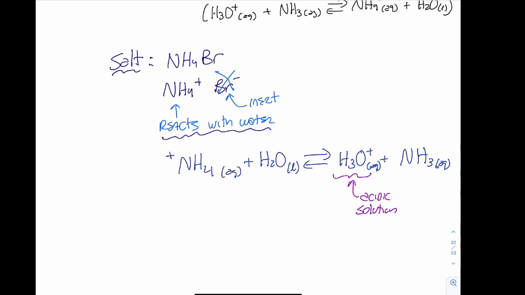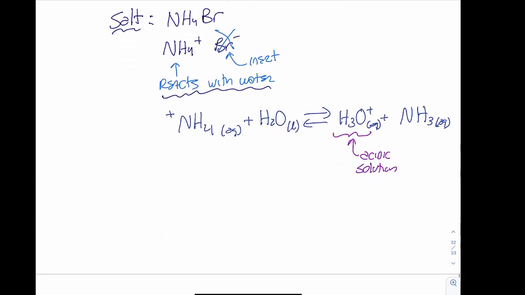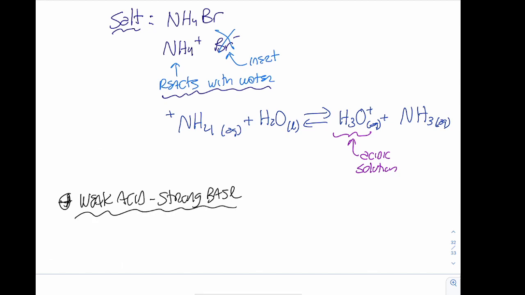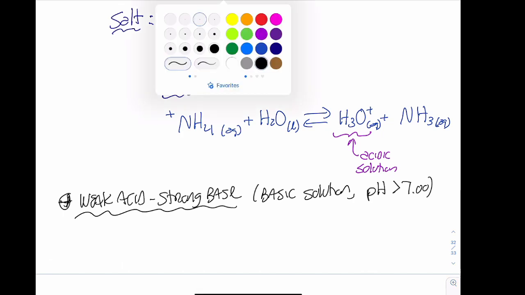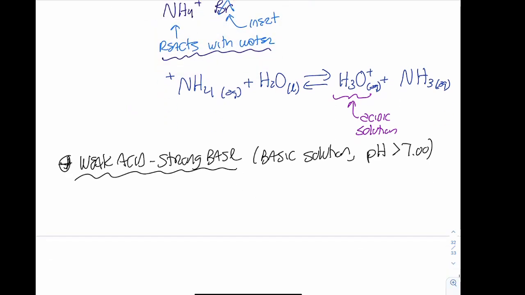Our next one is going to be a weak acid, strong base reaction, producing a basic solution. So this time my pH is going to be greater than 7.00. Actually, it's just 7 infinitely, but we'll stick to our sig fig rules here.